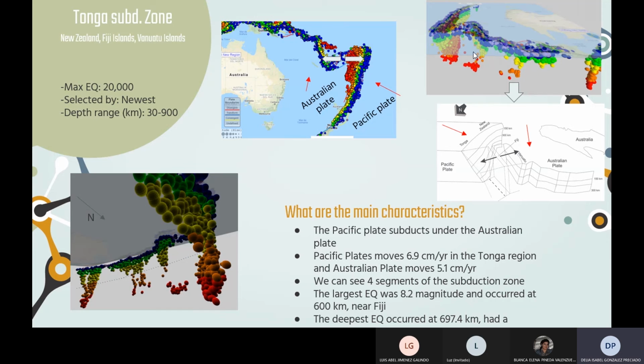Hi, I am Delia, and I'm going to talk about the Tonga subduction zone. So here we can see the Tonga subduction zone, which is located near New Zealand, Fiji, and Vanuatu Islands, and of course the Tonga zone.